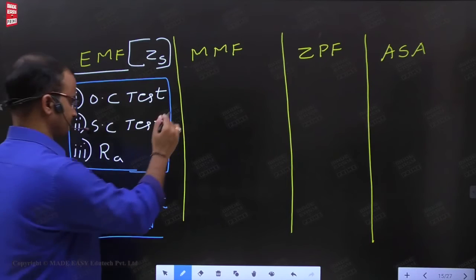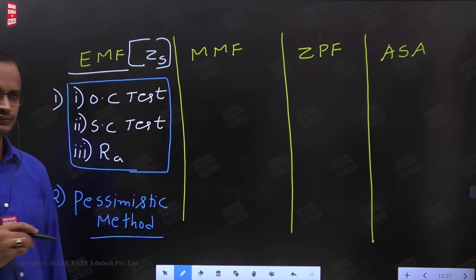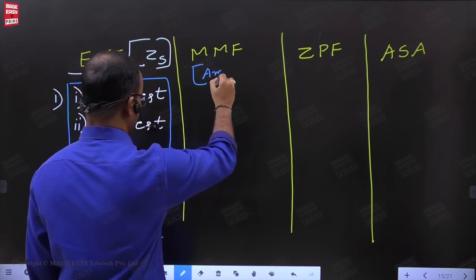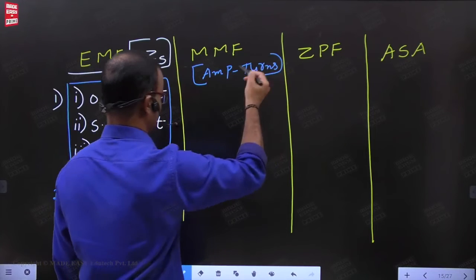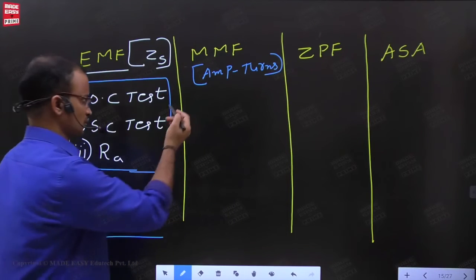Come to the second one, the MMF method, magnetomotive force. In the objective questions, they use one more word, the ampere turns method. The unit for MMF is ampere turns, so sometimes it is also called the ampere turns method.